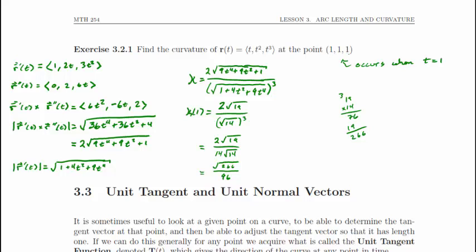Now the point we're talking about, (1, 1, 1), occurs when t equals 1, since if I plug 1 in for r of t equals t, t squared, t cubed, r of 1 equals (1, 1, 1), just like we want.